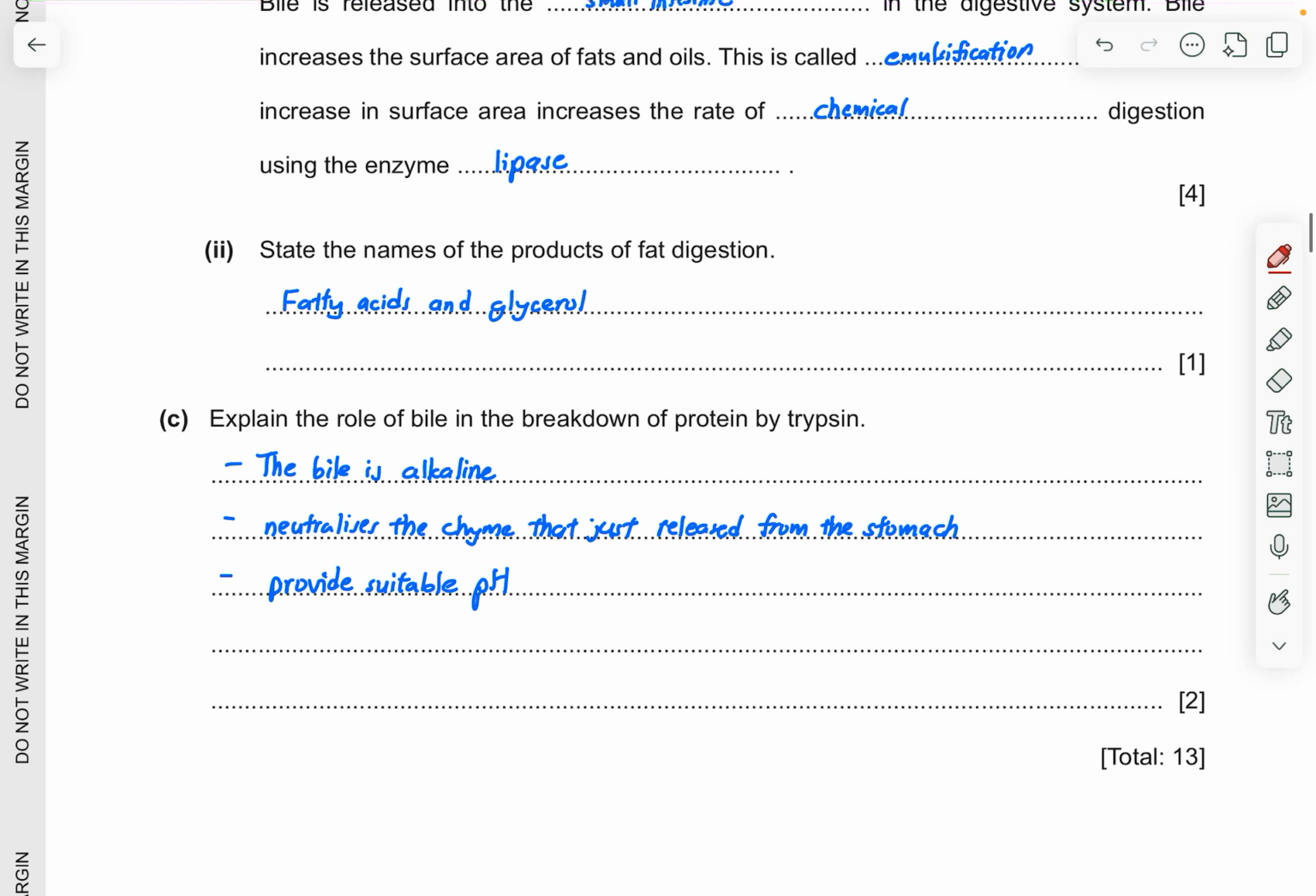Part C. Explain the role of bile in the breakdown of protein by trypsin. So how does bile allow breakdown of protein by trypsin effectively? First thing, bile is alkaline. Whatever is coming from the stomach, which we call the chyme, is acidic. So the bile helps to neutralize the chyme from the stomach. And what happens is that it provides a suitable pH, or an optimum pH, for trypsin to function properly.